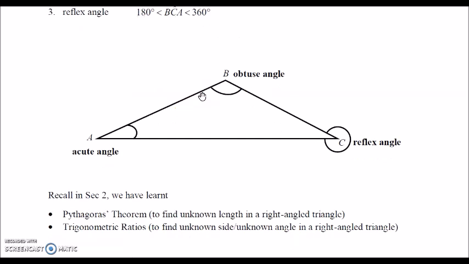We have also learned Pythagoras theorem and how this Pythagoras theorem actually helps us to find unknown length in a right angled triangle. I emphasize, in a right angled triangle. We have also learned how to write down the trigonometric ratios, and with these trigonometric ratios, how it actually helps us to find unknown side or unknown angle in a right angled triangle.